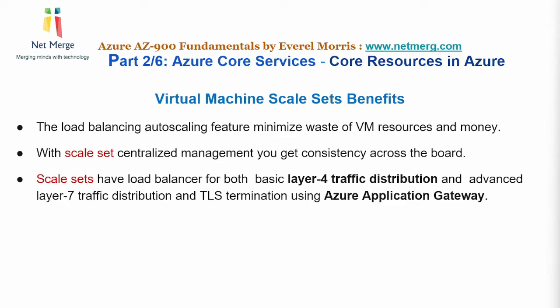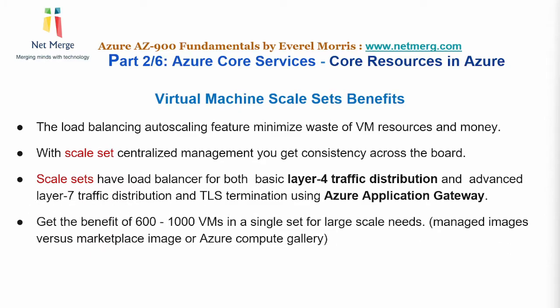All right, with scale sets, you have load balancer for both your basic layer 4 traffic distribution and advanced layer 7 traffic distribution and TLS termination using Azure Application Gateway. When we talk about Application Gateway, we'll talk about load balancing again and we'll talk about scale sets. You get the benefit of scaling. Sometimes, depending on whether you're using managed or unmanaged disks, you could scale up to 1,000 VMs in a single scale set, and that is why I use 1,000 as the example. I didn't go over. I didn't go under. I'm giving you an example of the maximum number of VMs you could add to a scale set. So it was done purposely.